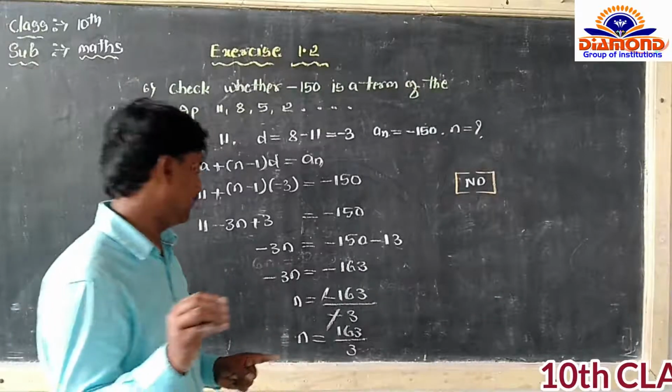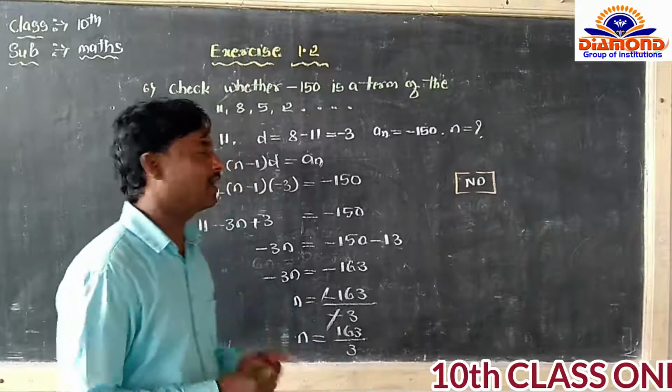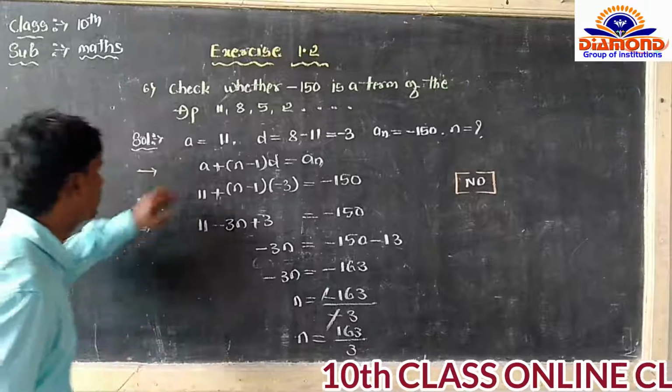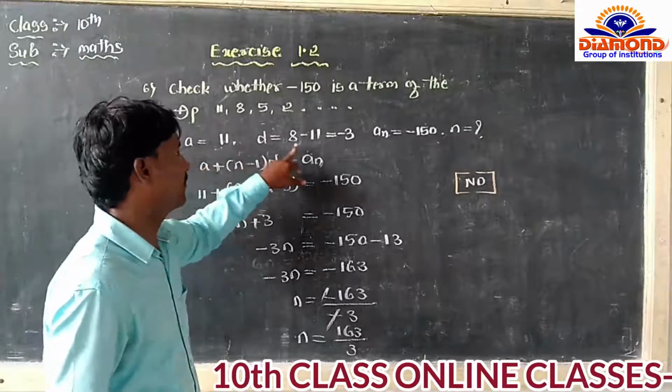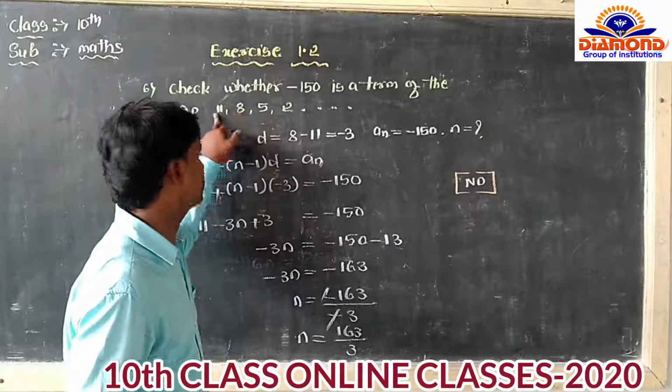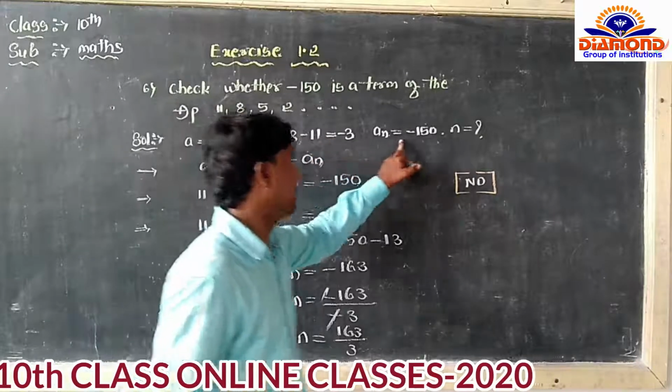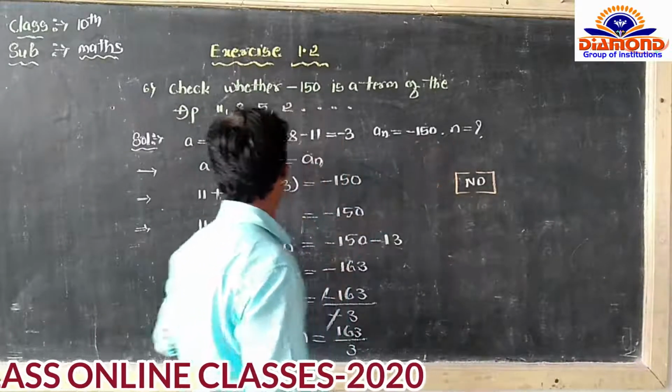Number of terms must be a whole number, not a decimal. One more time explanation. A is equal to 11. Common difference is equal to T2 minus T1, which is k minus 3. n is equal to minus 150. n is equal to question mark, dear students.